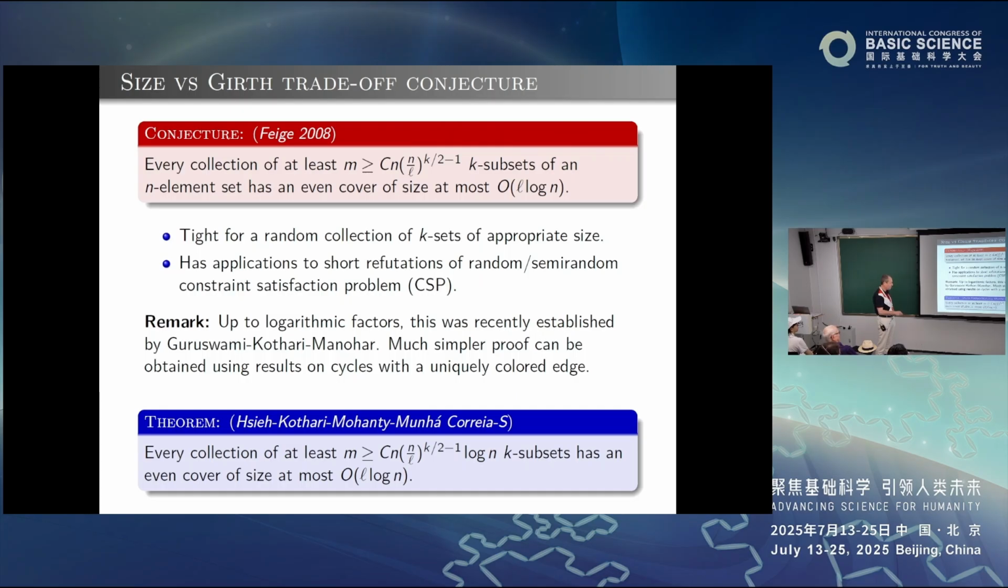So you have some number of k-element sets. Maybe you make characteristic vectors out of them, right? You have some number of vectors with precisely k ones. This is a number, and you want to show that there is a linear combination of roughly L of them which sum up to 0.